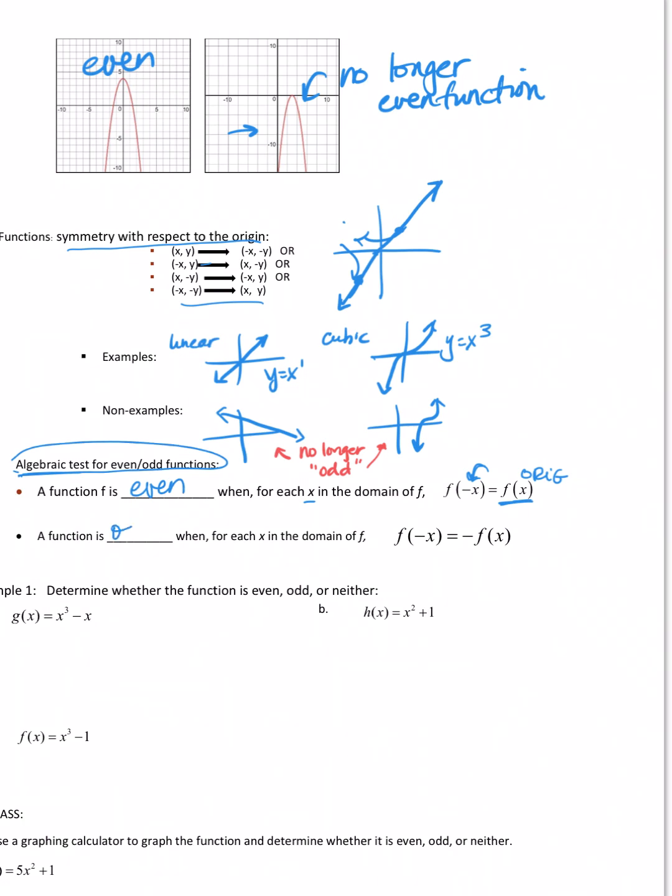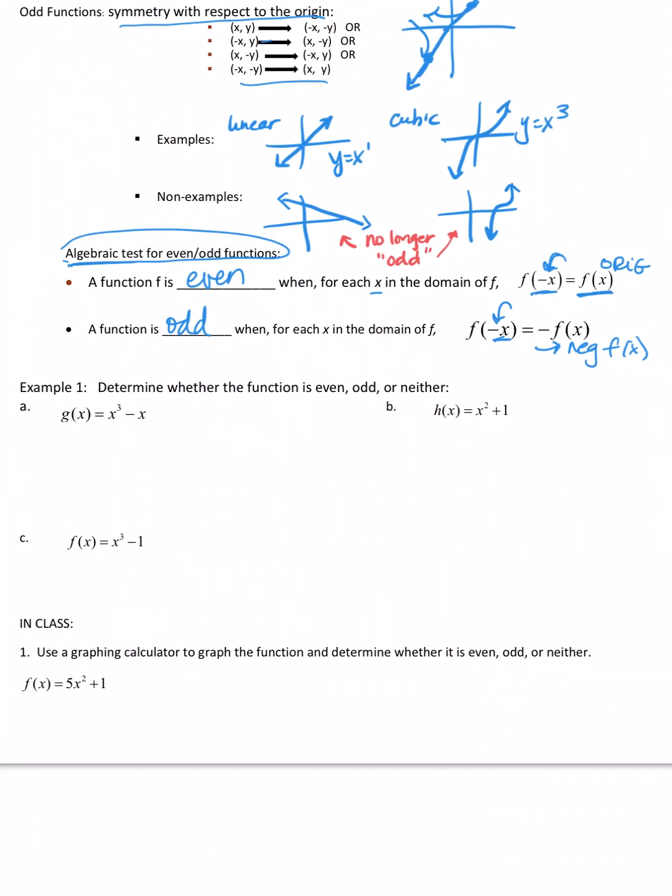A function is odd if for every x in the domain, if we plug in a negative x, notice we're going to start doing the same thing, this becomes the negative of the f of x function, okay? So go back and change the signs, and then if they match, it's odd. All right, if neither one of these happens, we just say it's neither. So let me show you a few examples, and then we'll be done.